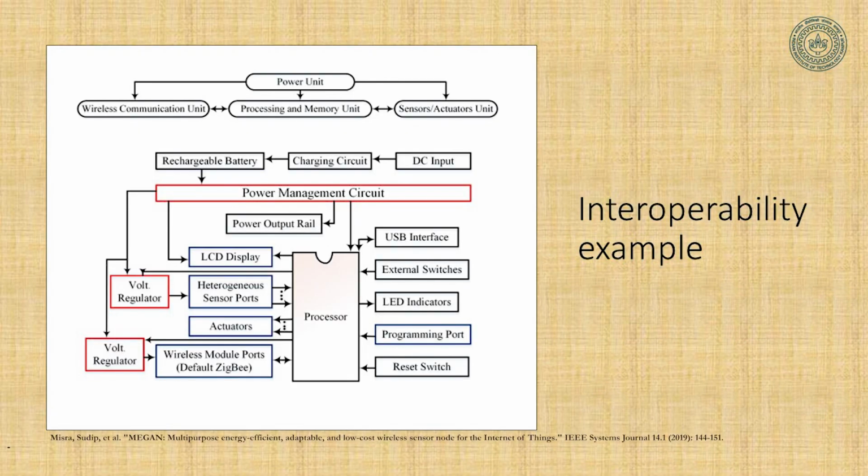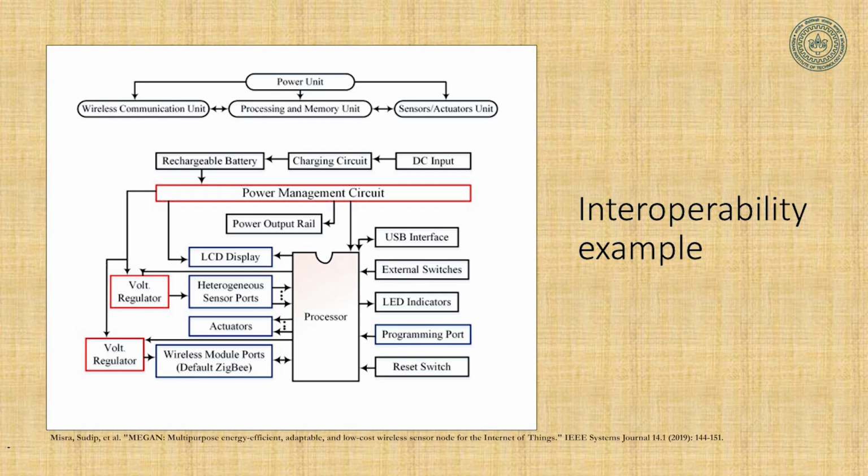Let us look at an example. This example is known as Megan. To create this interoperability, some researchers, I believe at IIT Kharagpur, developed this device known as Megan. Megan stands for multi-purpose, energy efficient, adaptable, low cost sensor node. It is not the name of a girl, it is the name of an IoT node. This is the product that they have created. You see this low cost sensor node they have developed.